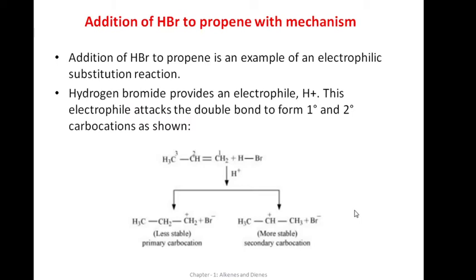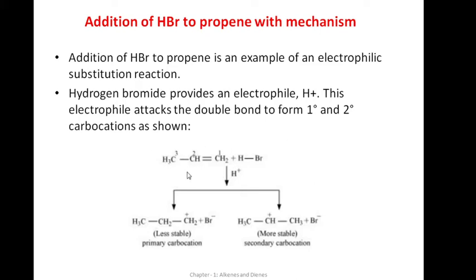Propene. When we write propene, look here. It is a derivative of propane. Propane means a 3 carbon containing hydrocarbon. So we have 1, 2, 3 carbon containing hydrocarbon. It is propene, so it has a double bond. It is immaterial, you can put the double bond here or you can put the double bond here. Okay. So now we are going to discuss addition of HBr to propene with mechanism.